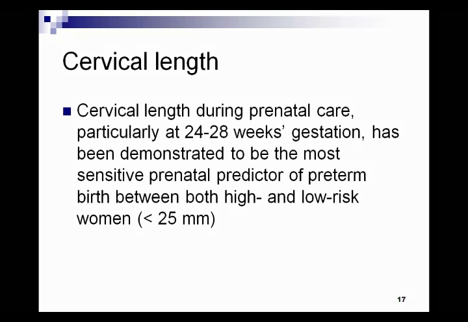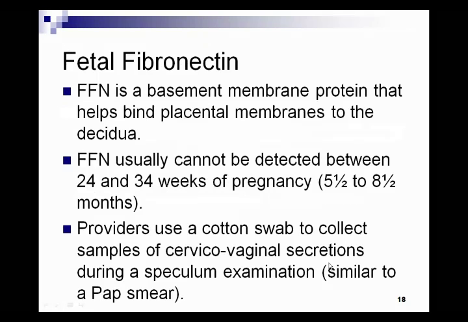Again, cervical length during prenatal care, particularly at 24 to 28 weeks gestation, has been demonstrated to be the most sensitive prenatal predictor of preterm birth between both high and low risk women, and 25 millimeters is approximately an inch. Fetal fibronectin, in review again, is a basement membrane protein that helps bind placental membranes to the decidua. It cannot be detected between 24 and 34 weeks. And we get it by cotton swab, and again, we got to make sure that she's had no recent sexual activity or bleeding or a lot of manipulation.